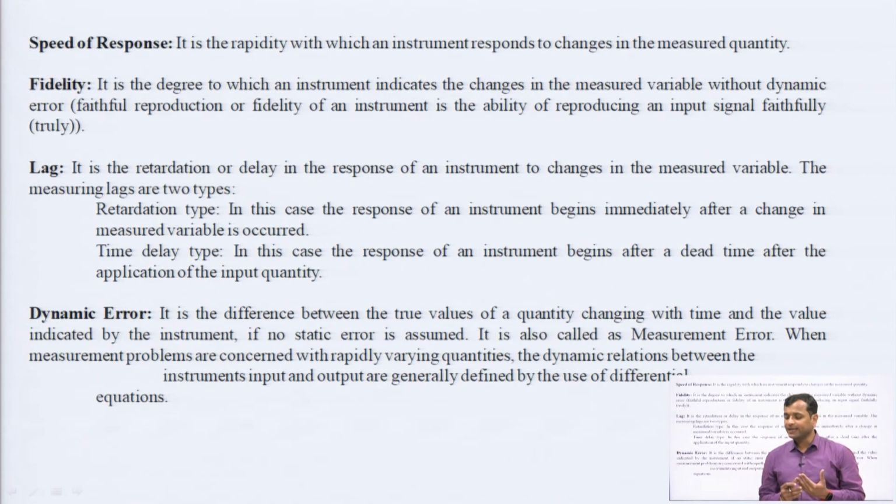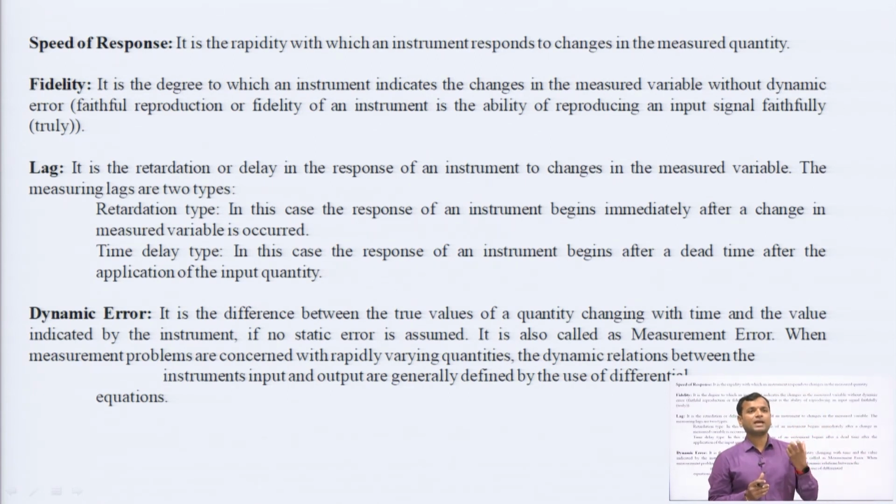Next one is fidelity. It is the degree to which an instrument indicates the change in the measured variable without dynamic error. Okay. So, that is known as the fidelity. And next one is the lag. If I am giving the input and I am not getting the output, it is one type of lag. This type of lag is known as the time delay lag. I am getting output after a certain time. Before that, I am not getting any output. Okay. So, this is known as the lag characteristics.